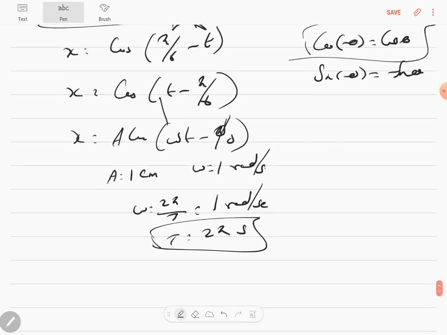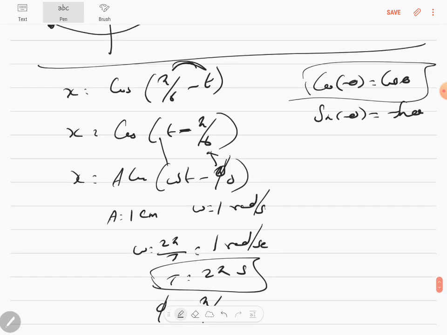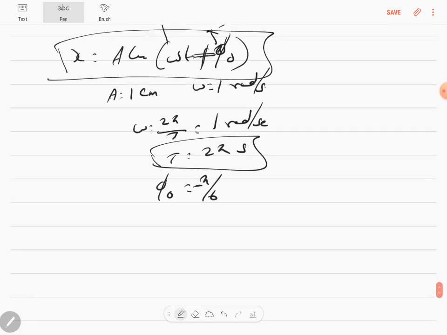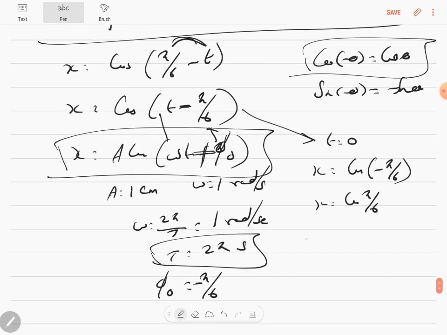What else do you want? You want phi naught. Initial phase difference itself is pi by 6, so minus pi by 6. Can you see it's negative? Normally the usual equation of simple harmonic motion is omega t plus phi naught, so phi naught becomes minus pi by 6. You put time t is equal to 0 here. You get x is equal to cos of minus pi by 6. Cos of minus theta anyway is cos theta. Cos pi by 6 is cos 30, which is nothing but root 3 by 2.